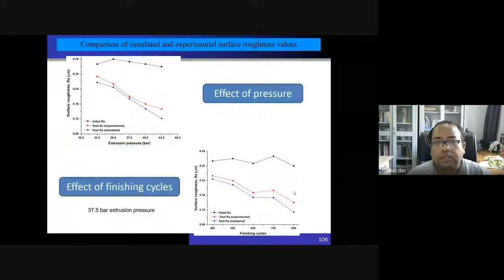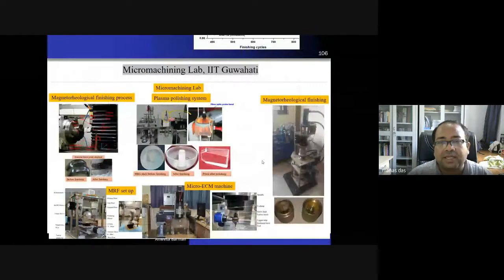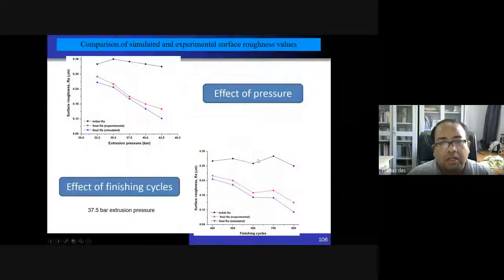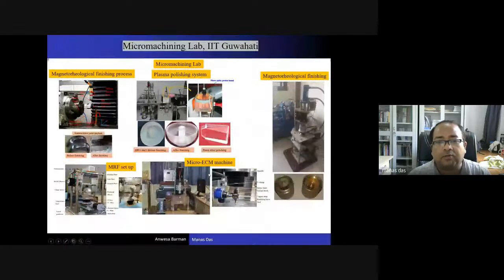Similarly we have done it for different pressures. You can see the inlet, meaning the initial surface finish, and this is the final experimental and final simulation one for the finishing cycle also. So these we have done, and it is related to manufacturing.